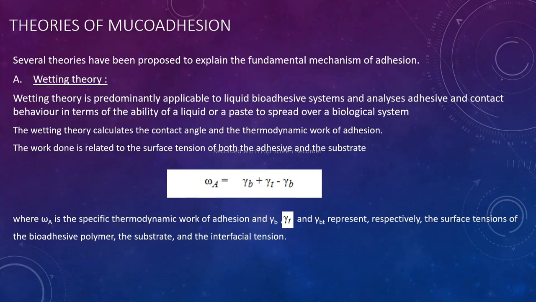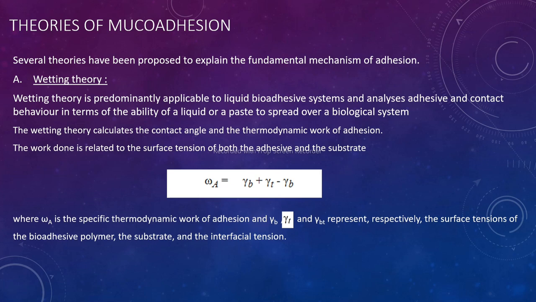I'll try to cover it as soon as possible. So first one we'll go with wetting theory. What is wetting? This wetting term is very critical here. Let's see, I'll read the definition. Wetting theory is predominantly applicable to liquid bioadhesive systems and analyzes adhesive and contact behavior in terms of the ability of a liquid or a paste to spread over a biological system.